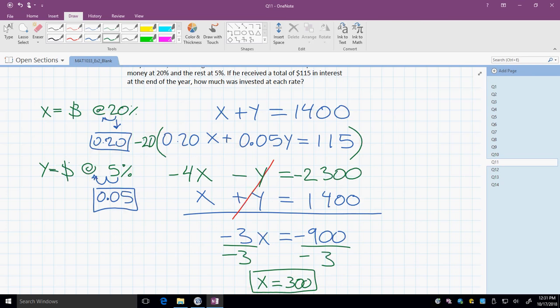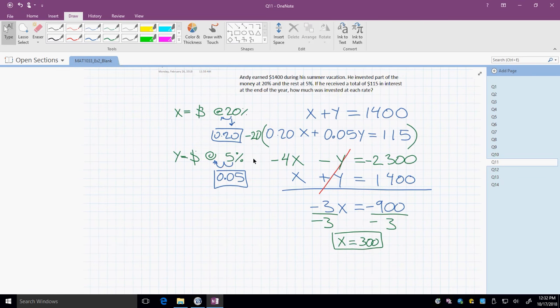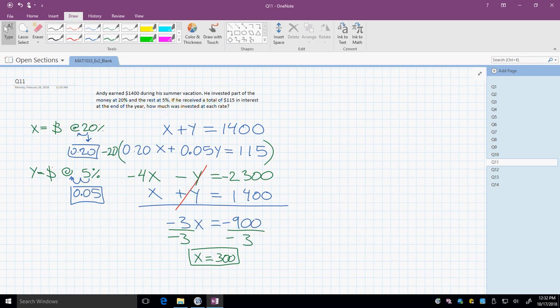I'm going to give you a shortcut. If the total amount of money was 1400 and you figure already that one amount is 300, you can subtract 300 from the 1400 and the difference is going to be y. But we can prove it. That's the cool part about math. We can prove everything. So we're going to take the easy equation, which is x plus y equals 1400, right? We're going to substitute.